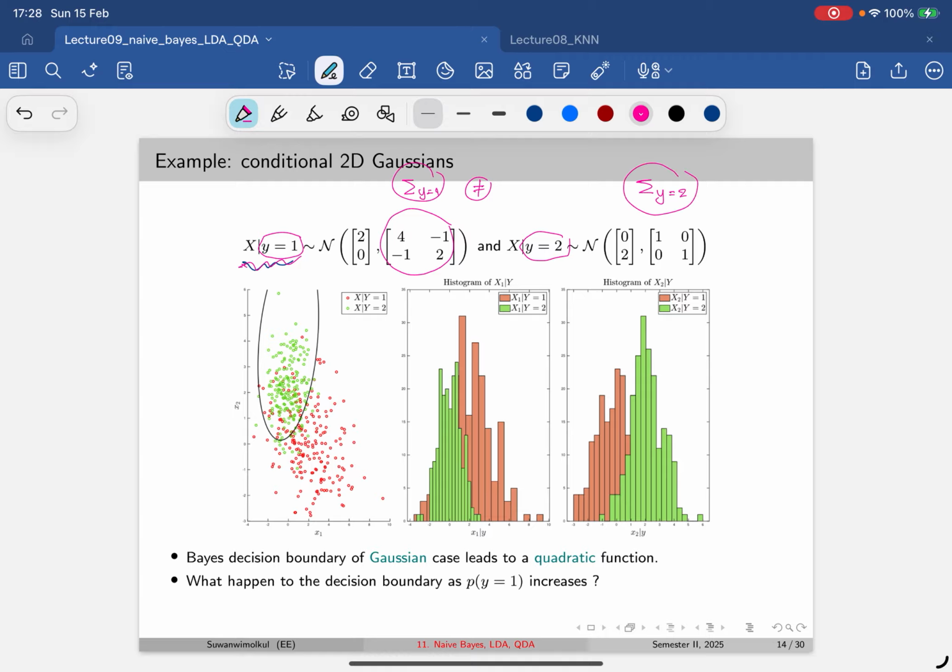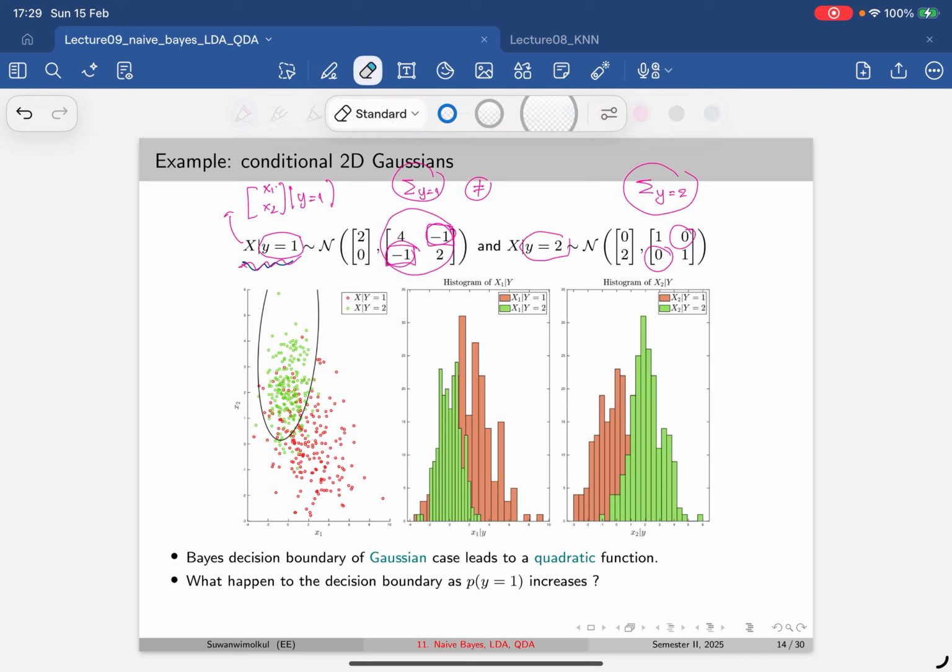Another thing that you should notice is that there is correlation between x. So this x is two-dimensional. Maybe let's say you have x1 and x2. This x1 and x2 have a sort of negative correlation when y is in class 1. But there isn't any correlation when y is in class 2. So that's how we see it. And in fact, this is a QDA.